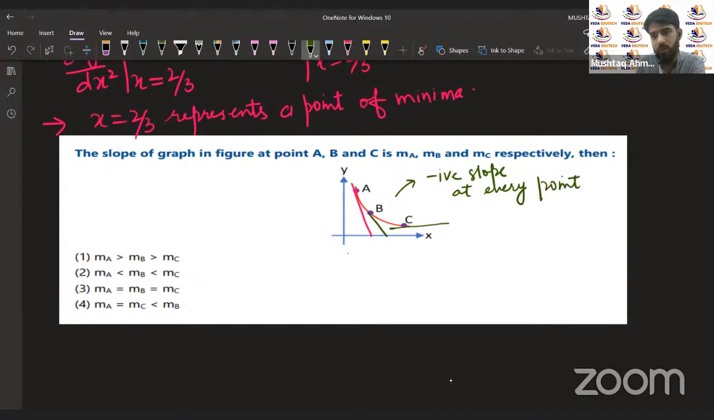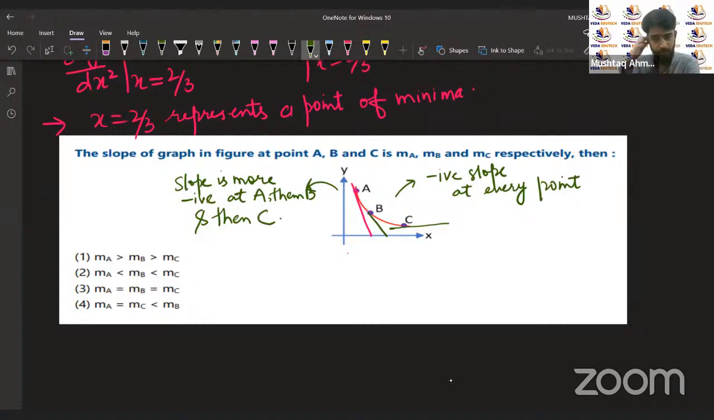The slope at every point on this curve is negative, but we can see that the slope is more negative at A than B and then C.